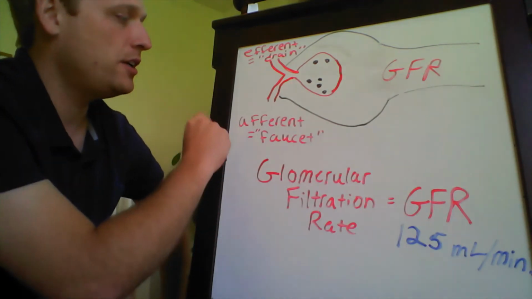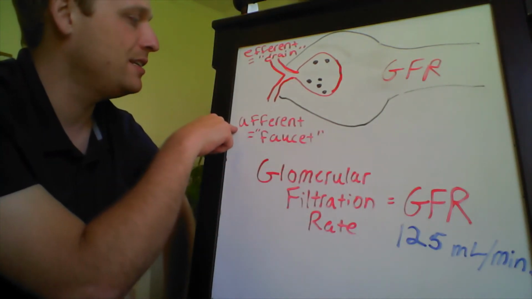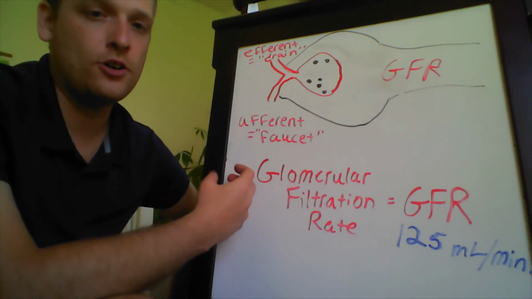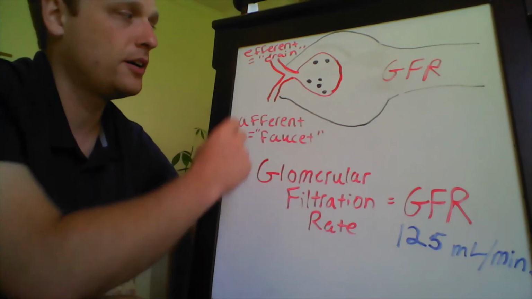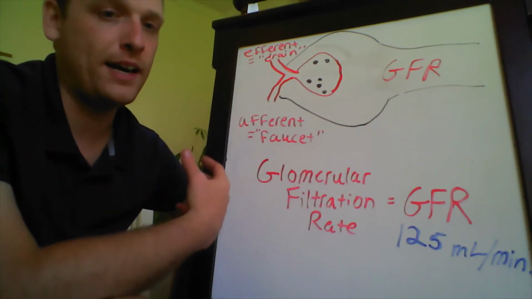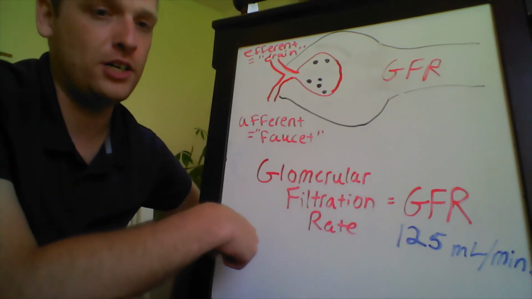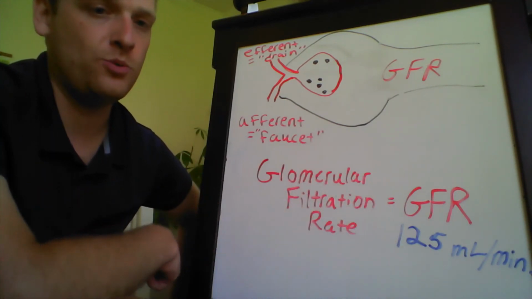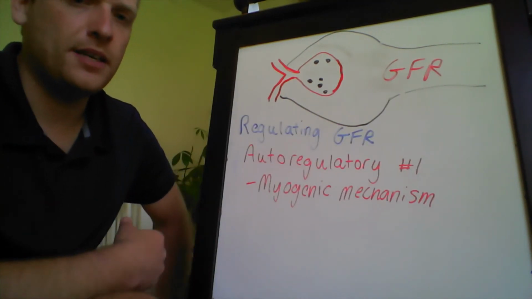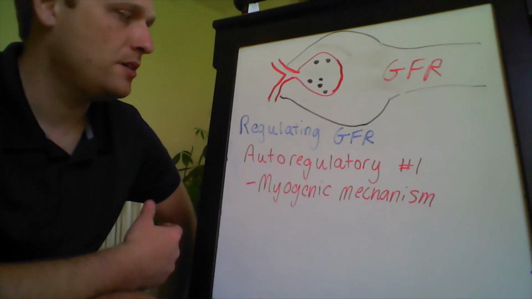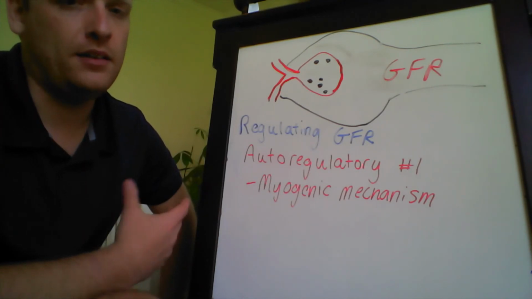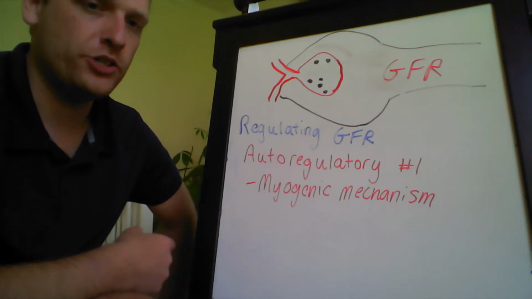So again, dilation and constriction of the afferent and the efferent arterioles is akin to turning on or off the faucet or clogging or unclogging the drain. And in that way, we can regulate the glomerular filtration rate, keep it at about 125 mils per minute. So now I want to spend some time talking about specific mechanisms that are used to control glomerular filtration rate, again, in response to something like changing blood pressure.